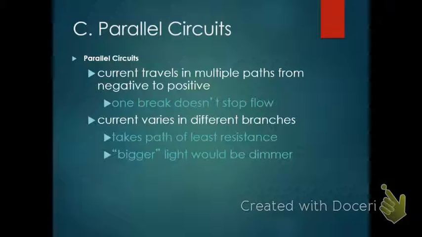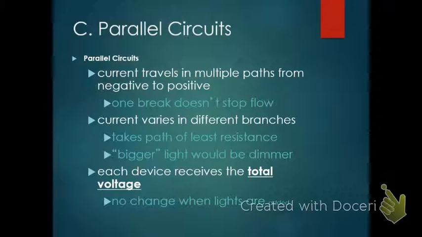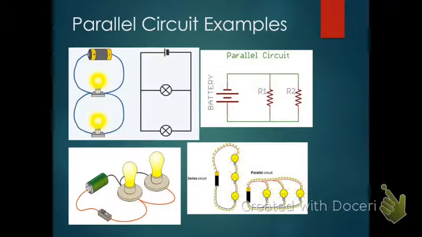So current takes a path of least resistance, and the biggest light would be dimmer because they're all getting the same amount of energy. So if you're bigger, you're still going to get the same amount. If you're bigger and you need more, then you're just going to be a dimmer light. And when you add more lights, there's no change in dimness. These are all examples of parallel circuits.